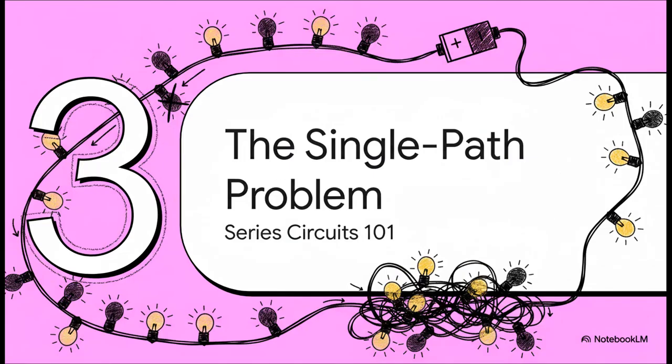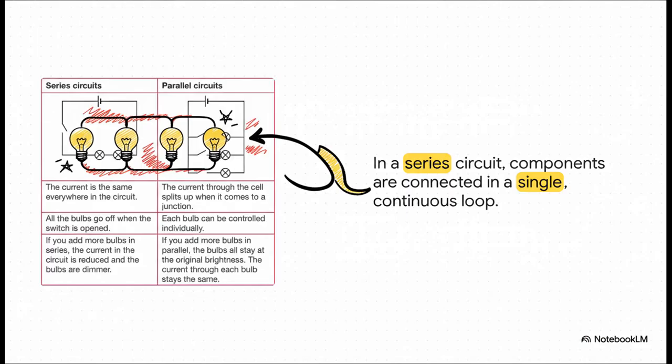Okay, with the basics down, let's get back to our Christmas lights. It's time to meet the culprit, the reason for all our holiday frustration, the first type of circuit. This is a series circuit, and really, the name says it all. The components are all connected one after another, in a single series. What this means is there is only one path for the electric current to take. It has to flow through every single bulb to complete the loop.